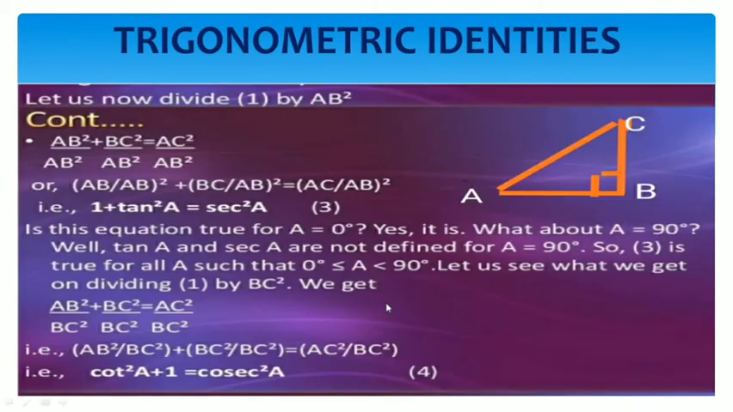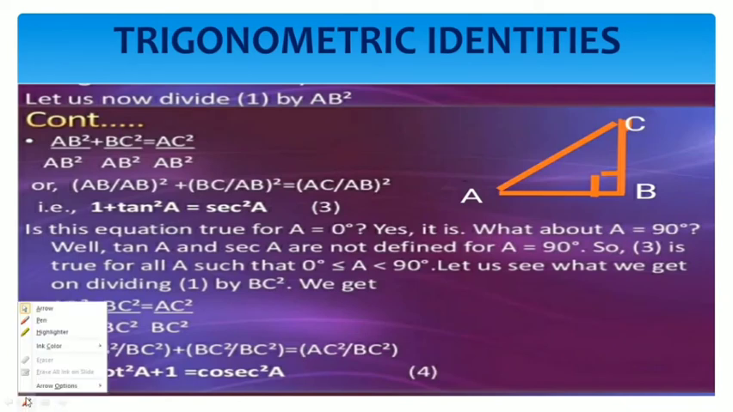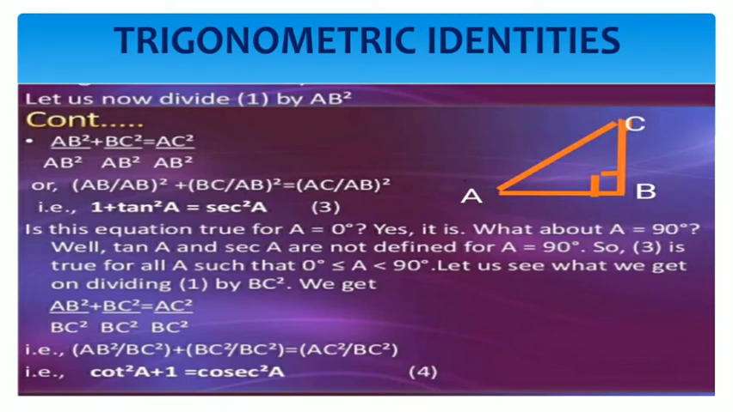Moving on to the next part. Right now we have divided the equation obtained by Pythagoras theorem by AC square. Now let me divide it by AB square, square of base. So we will get AB square upon AB square plus BC square upon AB square equal to AC square upon AB square. Now AB square upon AB square can be written as AB upon AB whole square, plus BC square upon AB square can be written as BC upon AB whole square, and AC square upon AB square can be written as AC upon AB whole square.